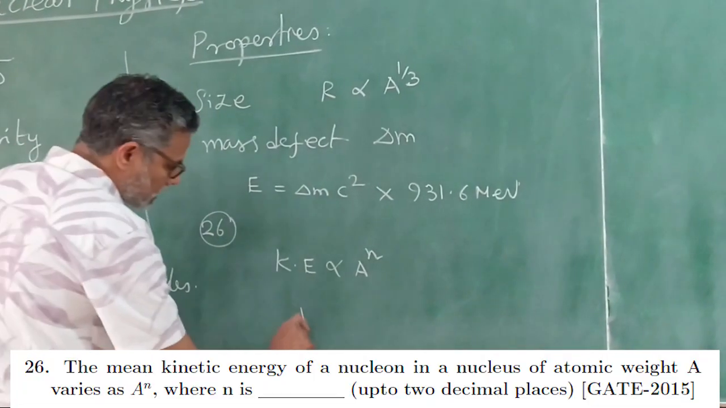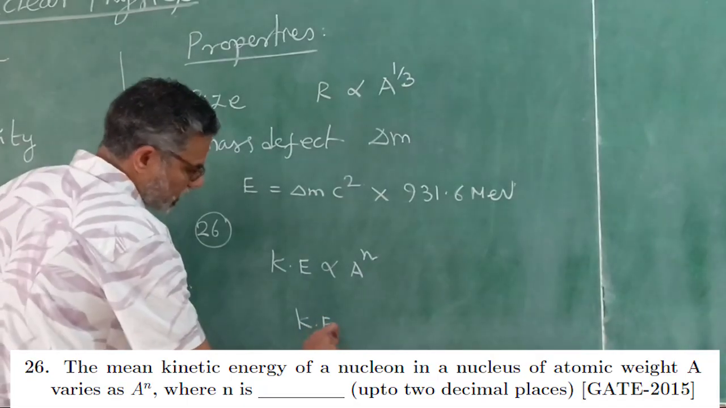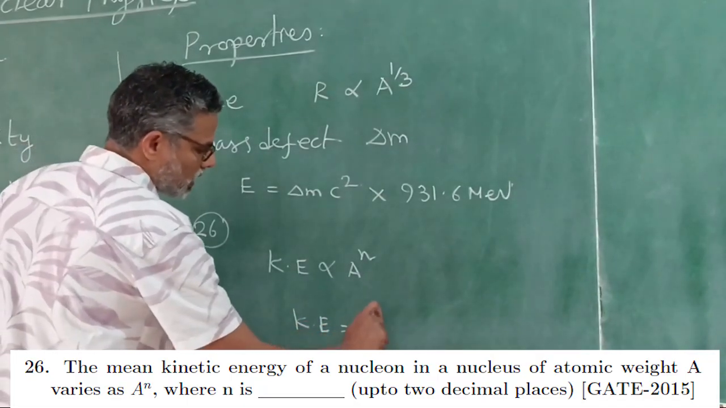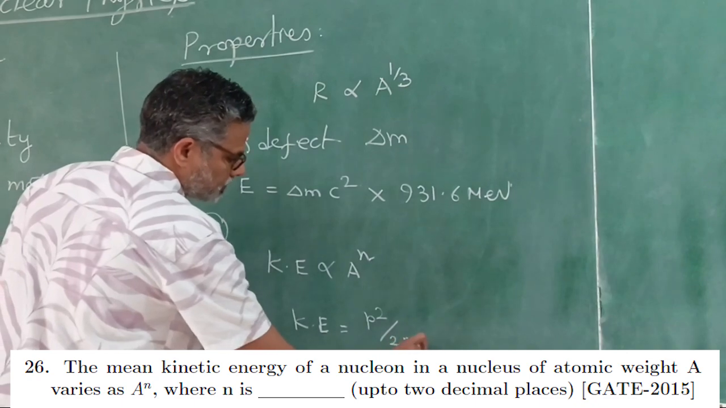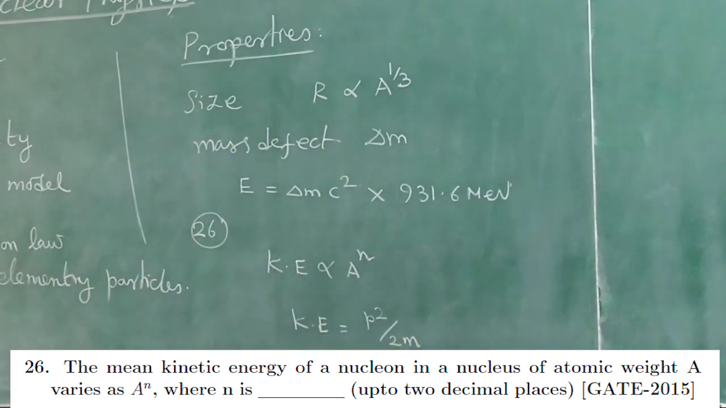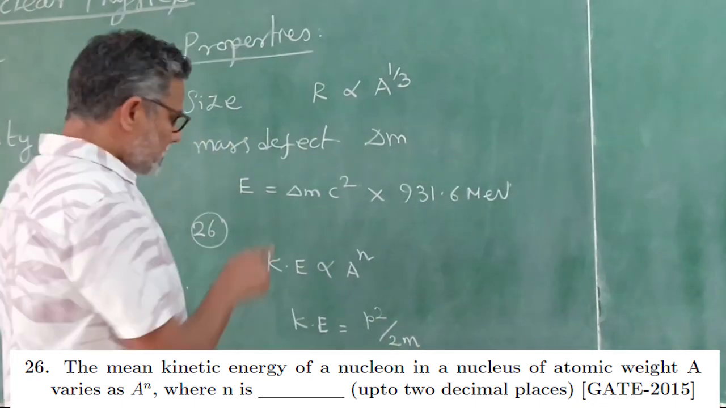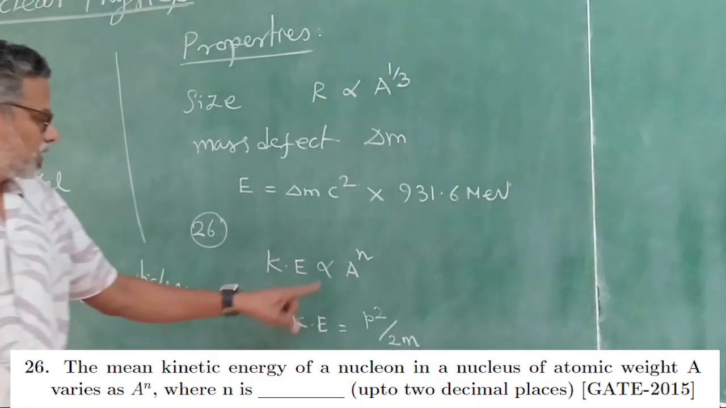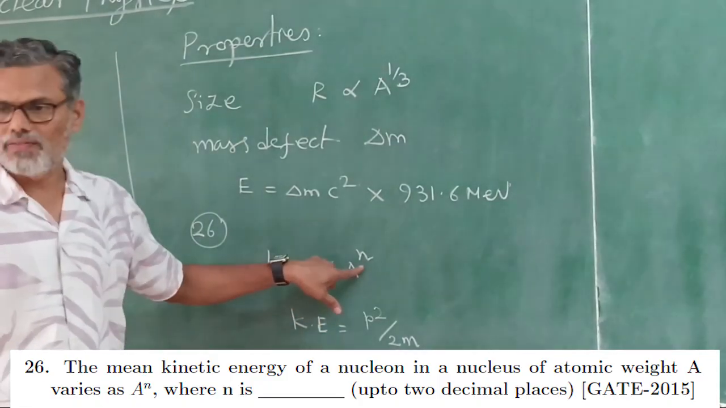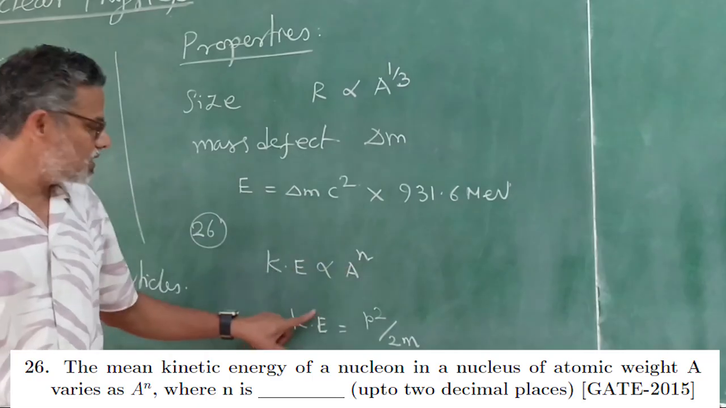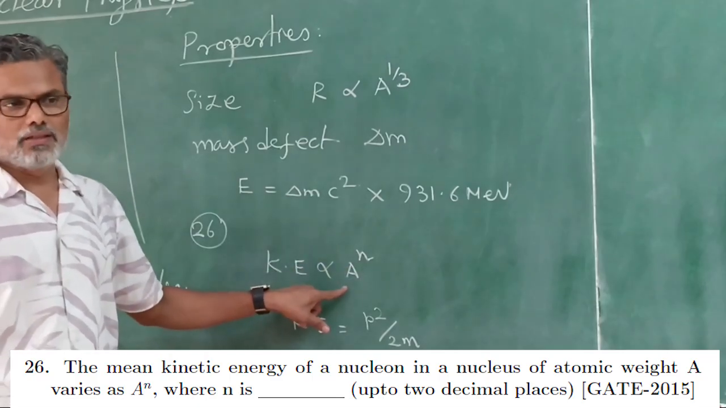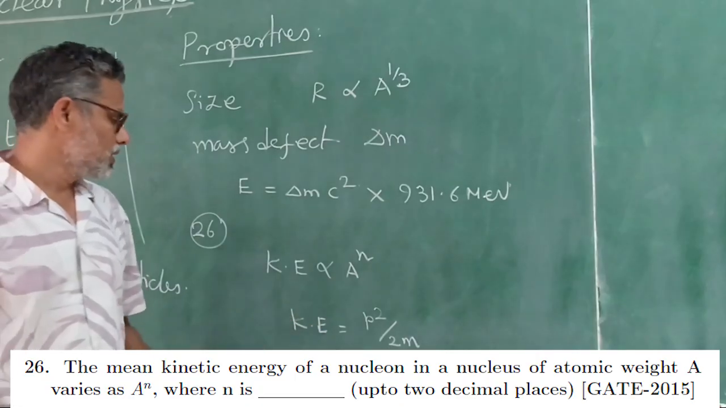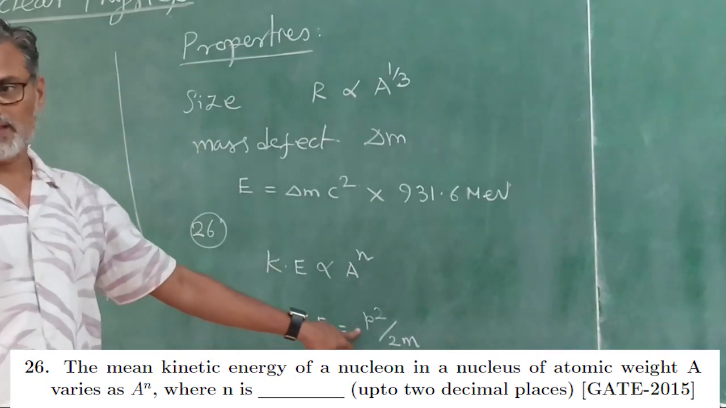The kinetic energy of a nucleon, an elementary particle, is basically p square by 2m. Here the mass m is not given, but it is not relevant, because only the value of n is asked. We know the energy is proportional to 1/m, so independent of mass, you don't require it for solving this. So how do we get the p value?